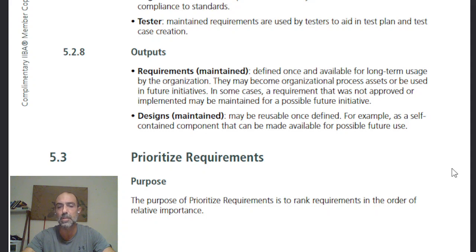Designs, maintained designs, may be reusable once defined, for example, as a self-contained component that can be made available for potential future use. This is what I'm talking about. Self-contained component, which is basically a pure function. It's basically a piece that can fit in certain places and you use it in different places.